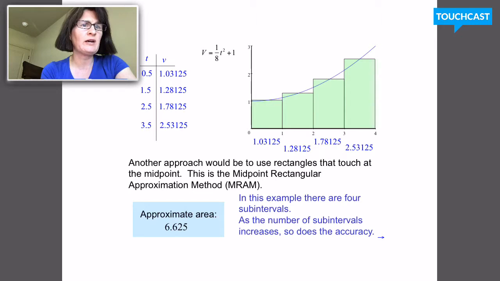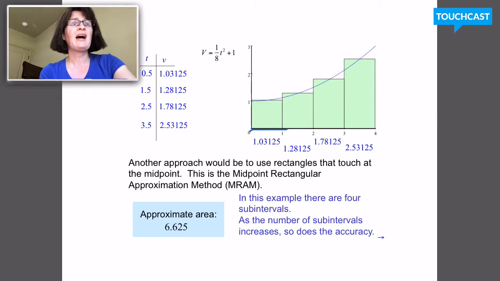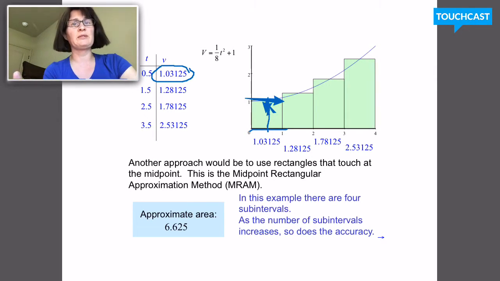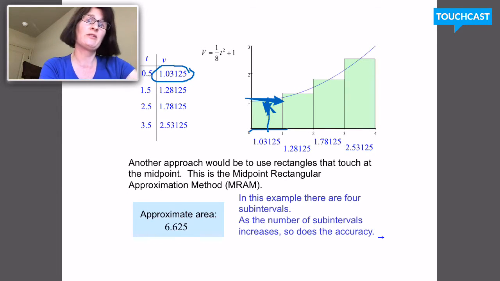Notice here that the first rectangle covers from 0 to 1. The midpoint of that interval is 0.5. If I used 0.5 as the t value, I would get a velocity of 1.03125, and that's the height of that rectangle chosen here. It's trickier to compute and definitely harder to do by hand, but your calculator or a computer would have no problem with this. So those are the three different rectangular approximation methods. We're going to practice them next.